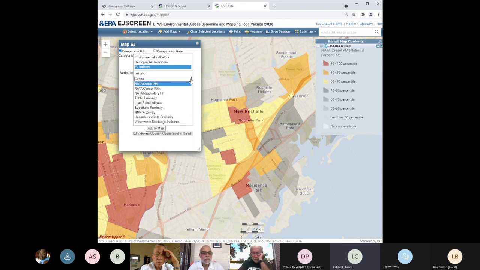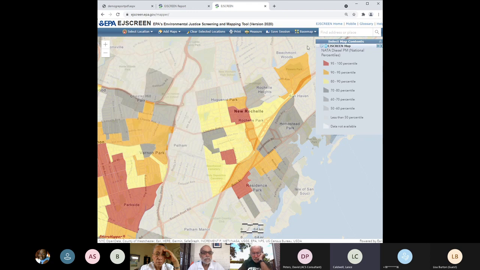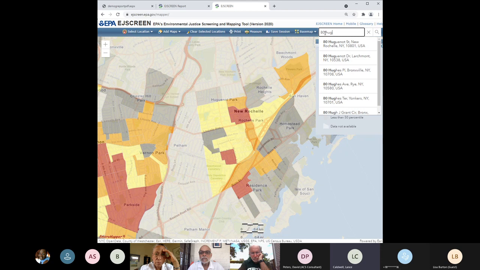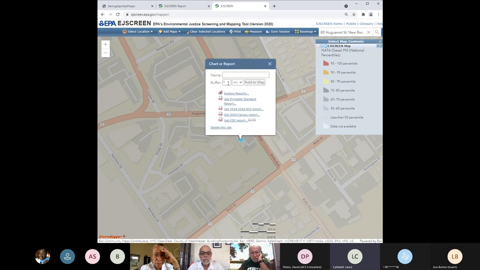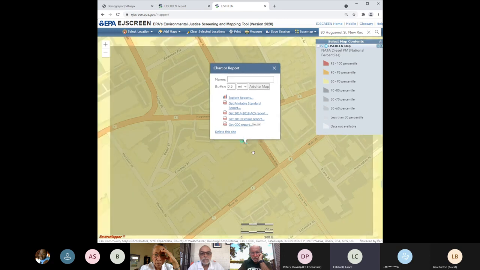So the last thing I'll do is show how to make a report. Let's go back to 80, and then let's make a half mile buffer around it. I don't know if this is what y'all want to do. I'm just using this as an example.